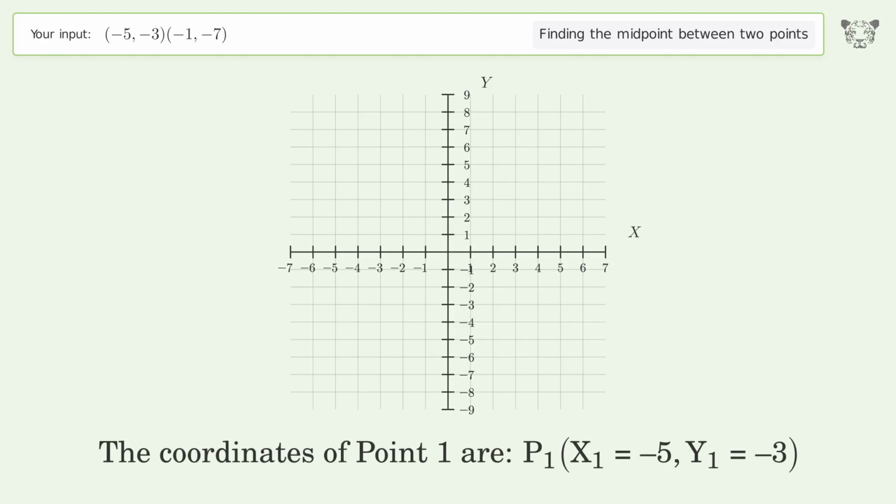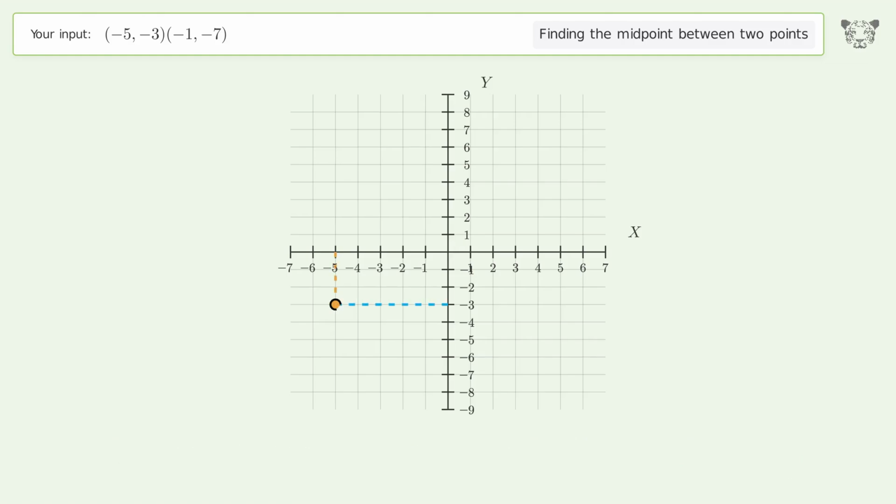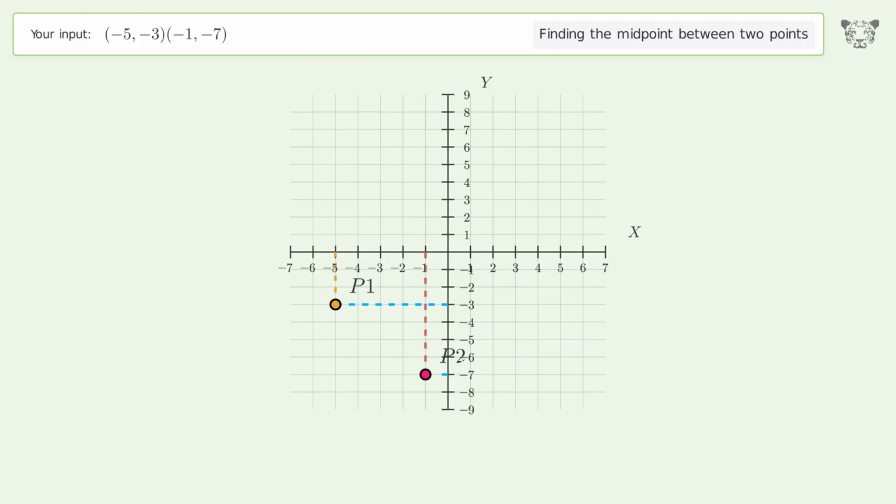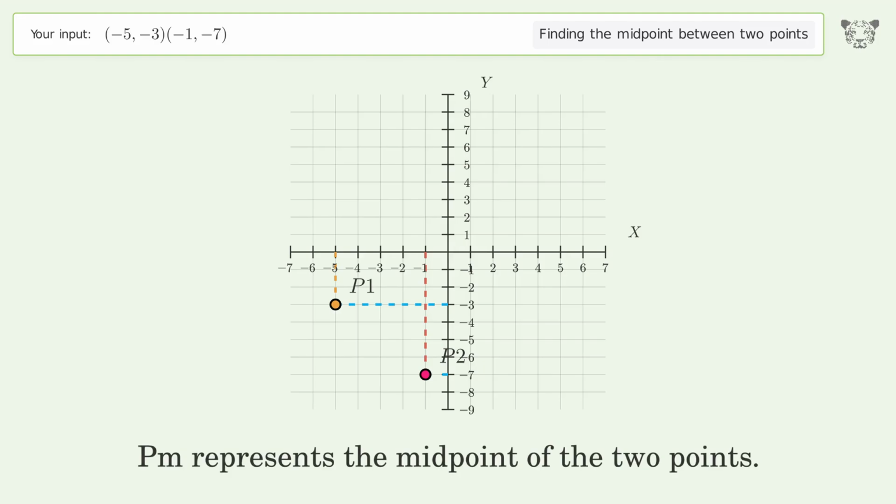The coordinates of point 1 are x1 equals -5, y1 equals -3. The coordinates of point 2 are x2 equals -1, y2 equals -7. PM represents the midpoint of the 2 points.